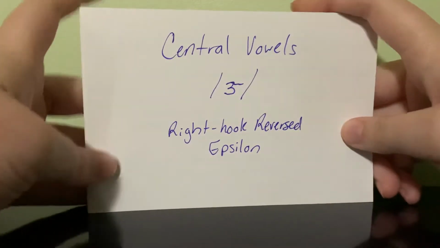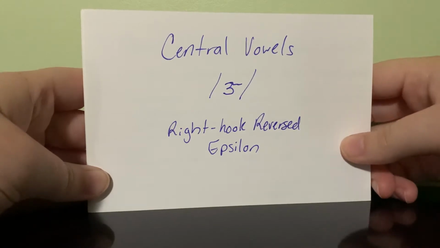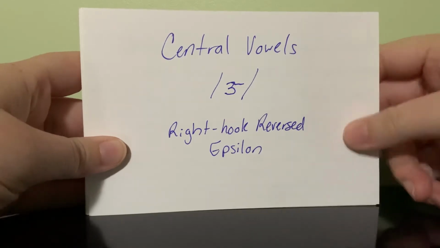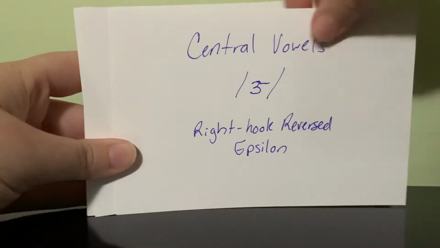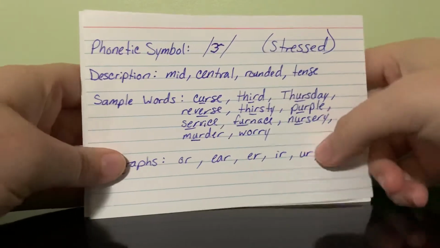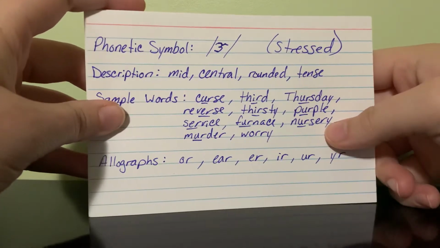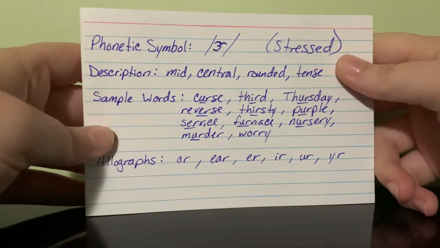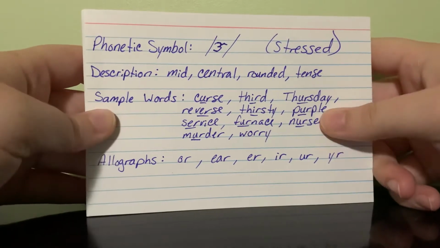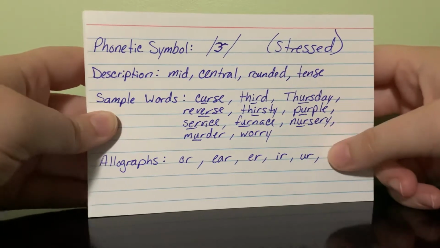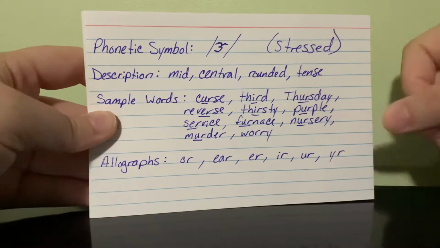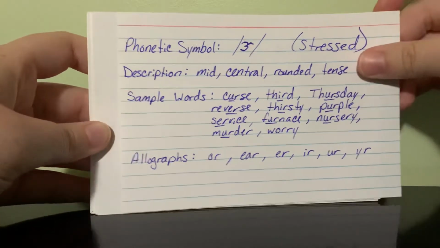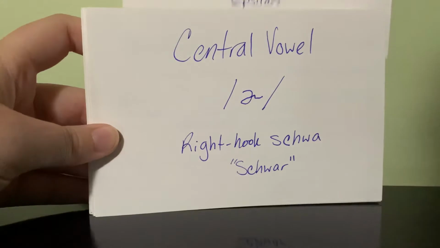Now on to the central vowels. Right here is the right hook reversed epsilon. Like the other epsilon that we were dealing with earlier, this is the right hook reversed epsilon. It's like a reverse with a little tag at the top there. Its placement is mid, central, rounded, and tense, and it only happens in stressed syllable placement. So in words such as curse, third, thirsty, Thursday, it's making that sound. And then the various allographs here at the bottom that it can show up as in a stressed syllable placement. That's the right hook reversed epsilon.